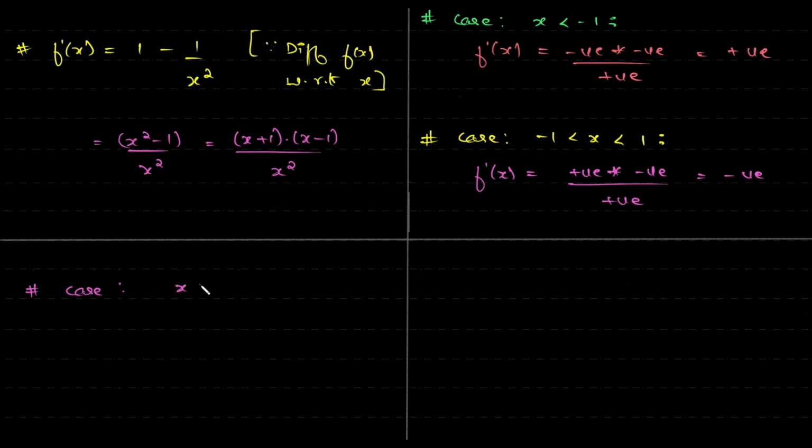Case for x greater than 1. So f prime of x will be equal to, this would be positive, and this too would be positive divided by positive. So all in all, this would be positive.